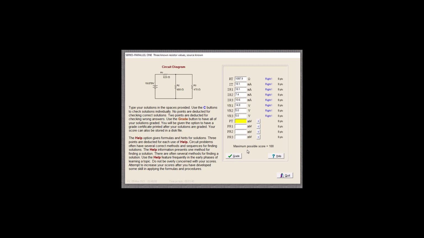Power is going to be V times I, so we got 19.879 volts times our total current, which is 18.1 E minus 3, and I got 359.8. See if it likes that. Good. And PR1, let's go down to PR2.